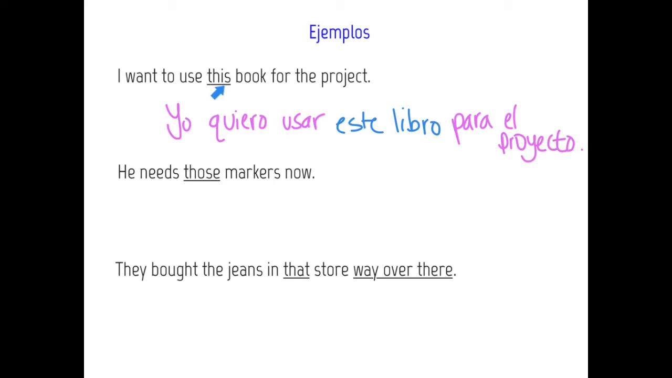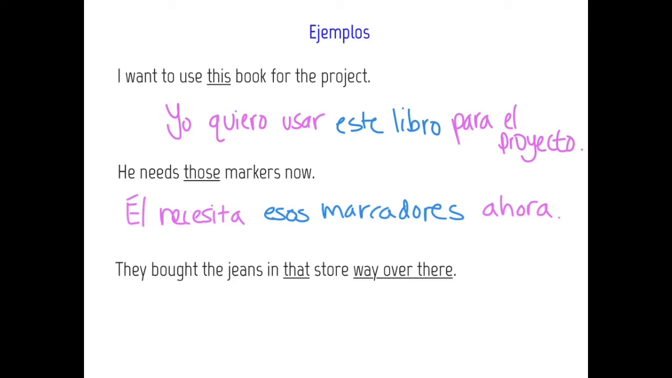Alright, I want to use this book for the project. Yo quiero usar este libro para el proyecto. I chose este because it's this book, which means it's closest to me, the speaker. Libro is masculine and singular. Este is as well, so I've got the right demonstrative placed before my noun.